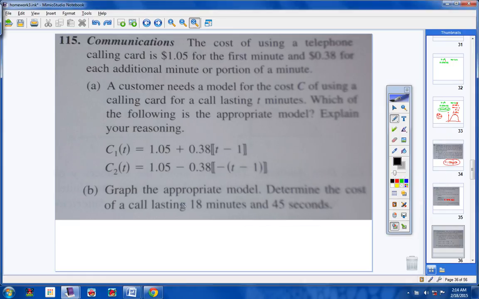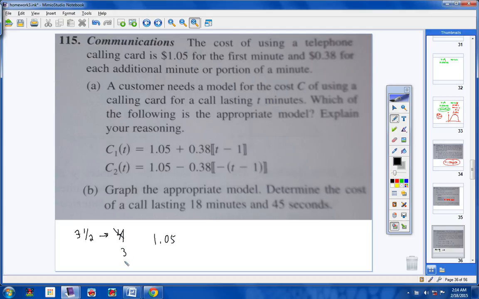Now think, students, if all they're asking us is which equation models the situation the best, do what I did. All you have to do is just very quickly with your brain. I said, okay, I'm going to talk for 3.5 minutes. So forget these models for a second. I'm just going to use good old common horse sense. I'm going to talk for 3.5 minutes. Now if I talk for 3.5 minutes, that gets rounded up to how many minutes? 4. Now the first minute is how much? $1.05. So now I'm down to 3 minutes.